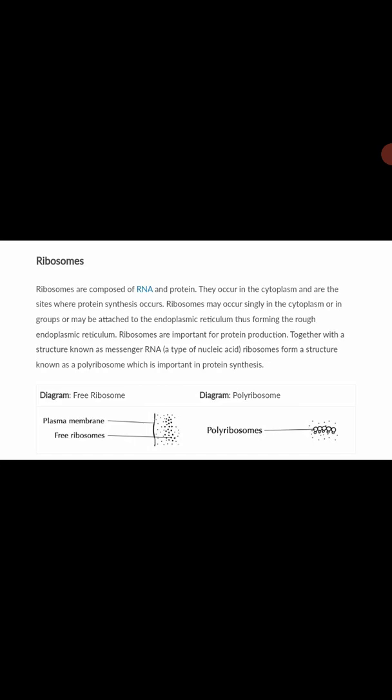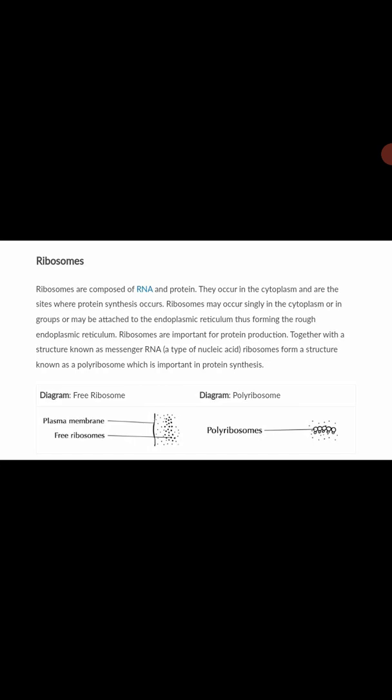Ribosomes are important for protein production. I've said that earlier on, together with a structure known as messenger RNA, a type of nucleic acid. We have DNA, we have RNA. RNA is a type of nucleic acid. DNA, deoxyribonucleic acid, is also a type of nucleic acid. So together with messenger RNA, ribosomes form a structure known as a polyribosome, which is important in protein synthesis.